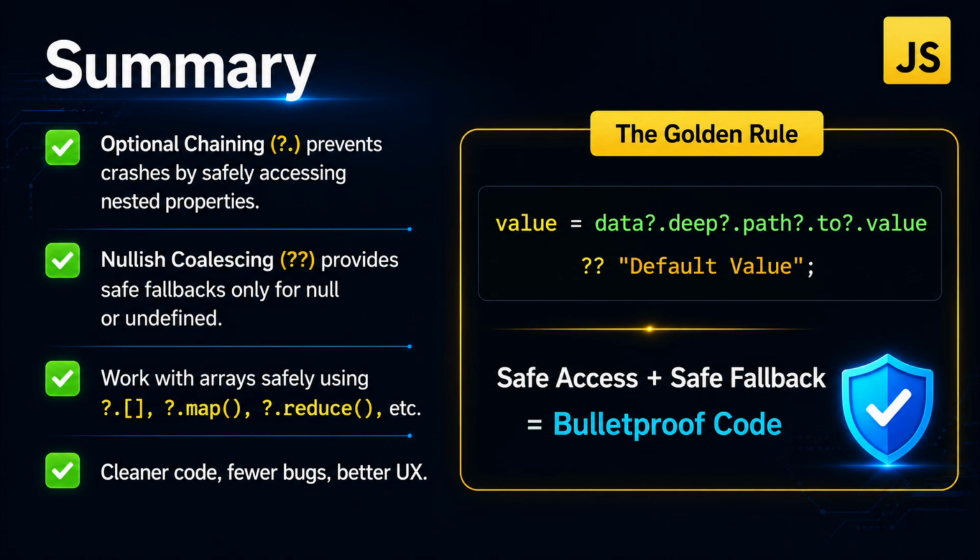Here is the pattern to remember. Use optional chaining to navigate safely. Use nullish coalescing to provide a meaningful default. const value = data?.deep?.nested?.path ?? defaultValue. This one pattern prevents many common runtime errors and makes your API handling code much cleaner.